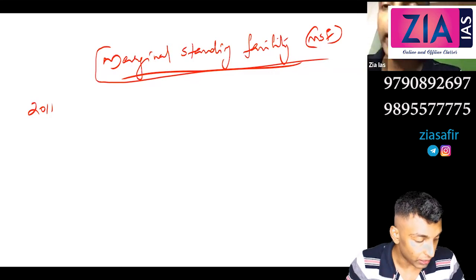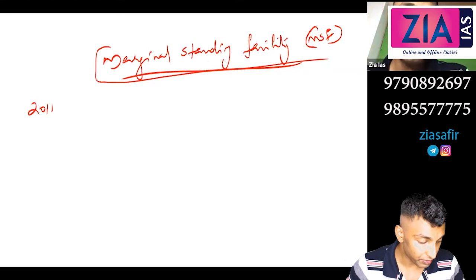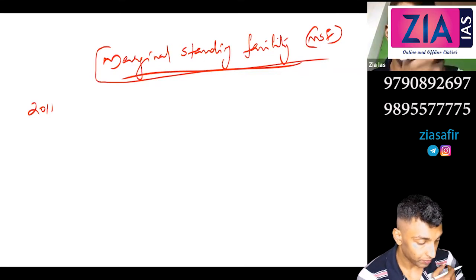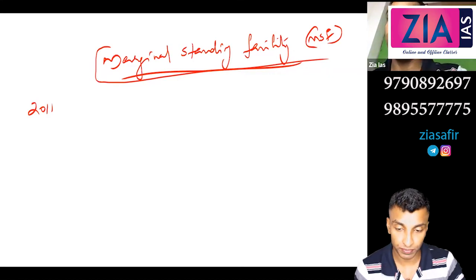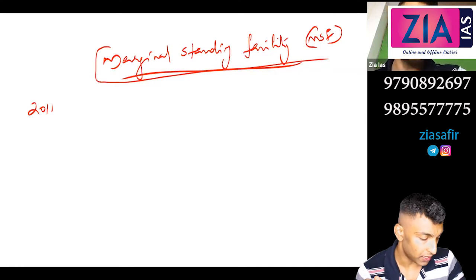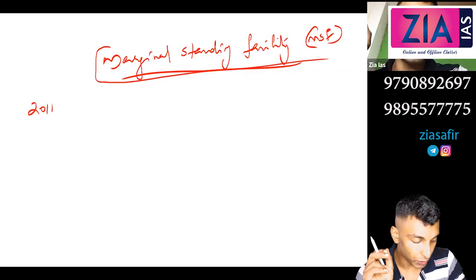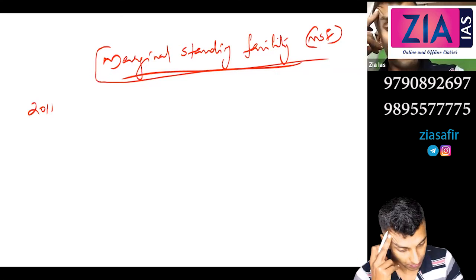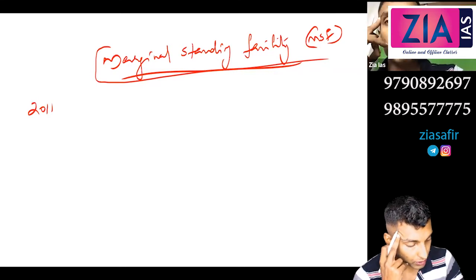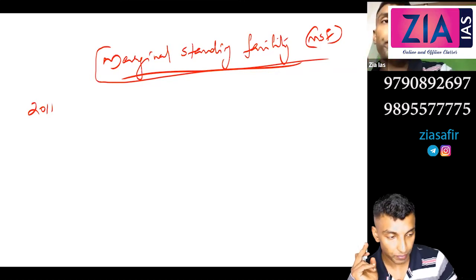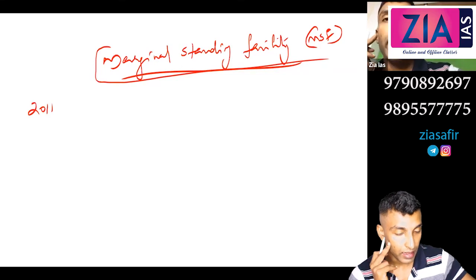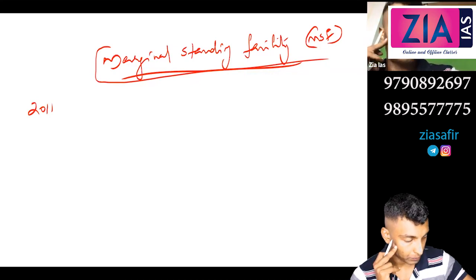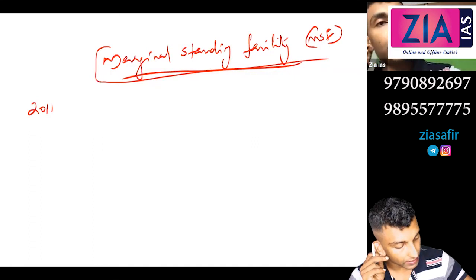Okay, its definition I'll tell you. Under MSF, you can write a definition: banks can borrow from RBI up to a certain percentage, currently 2%, of their NDTL deposits on an overnight basis. Interest is charged on a daily basis.